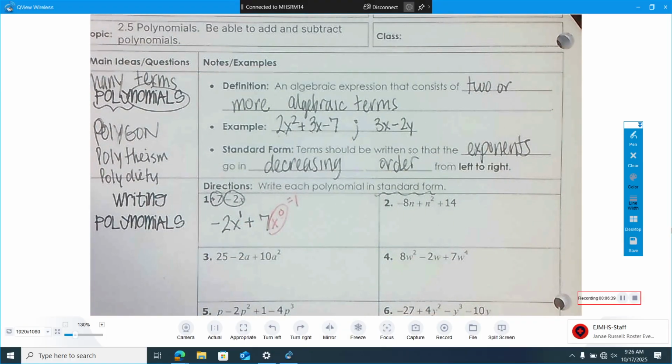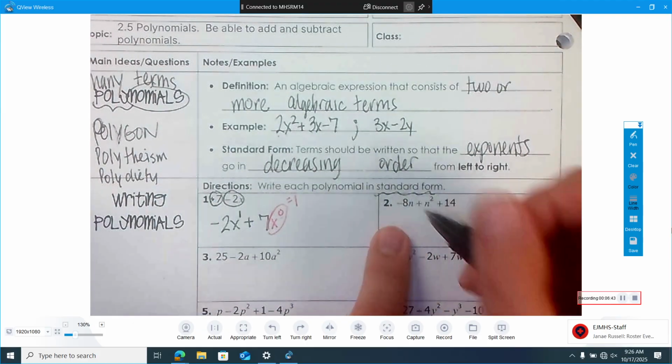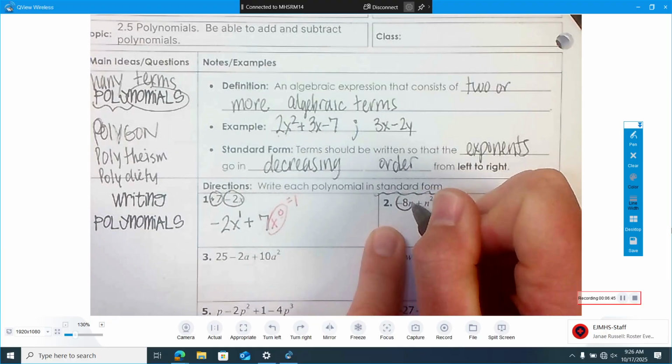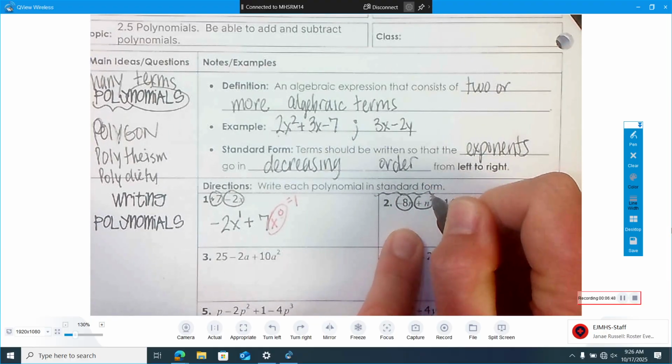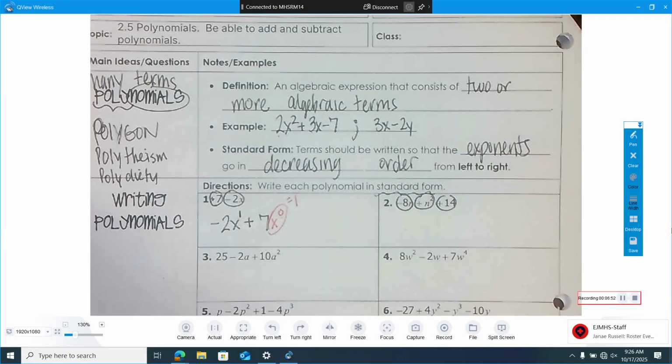Let's look at number 2. How many terms do you see? 3 terms. Very good. They are negative 8n, positive n squared, and positive 14. We have 3 terms. Which one should we write first?